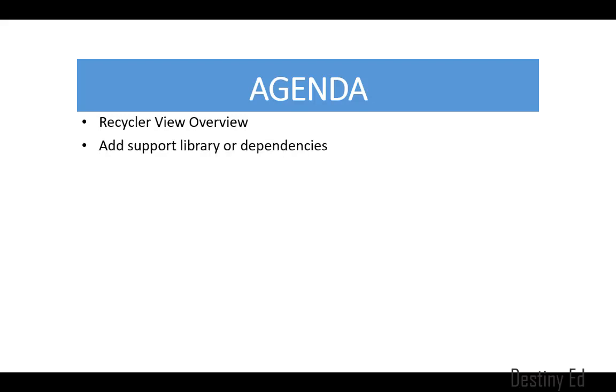Secondly, we are going to add the support libraries or dependency in our project. Those dependencies are going to be the Recyclerview dependency. Thirdly, we are going to add Recyclerview to the root layout, that is the layout you want to display the list of items.